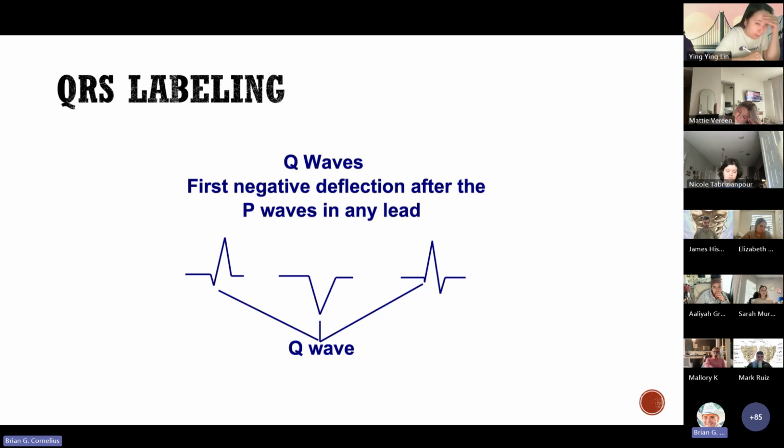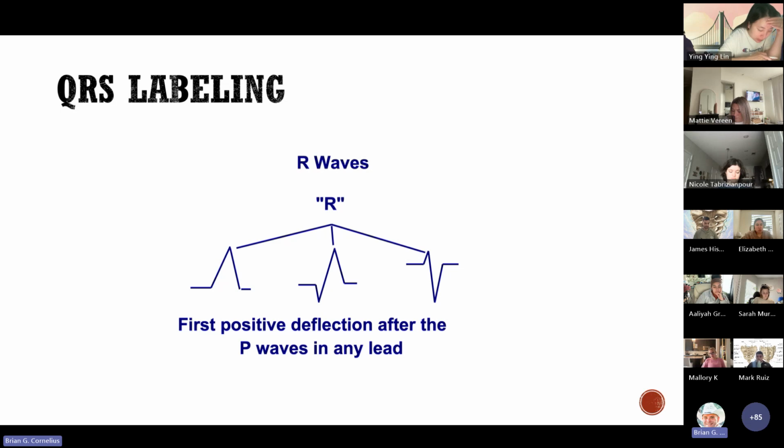So the first negative deflection after the P wave in any lead is going to be your Q wave. And we say that because sometimes you'll see situations with bundle branches where you're actually able to see the ventricles in their own separate worlds, if you will, where they're two different impulses as opposed to one merged impulse. So it may be difficult sometimes to make out the Q wave when you have those overlapping ventricular efforts.